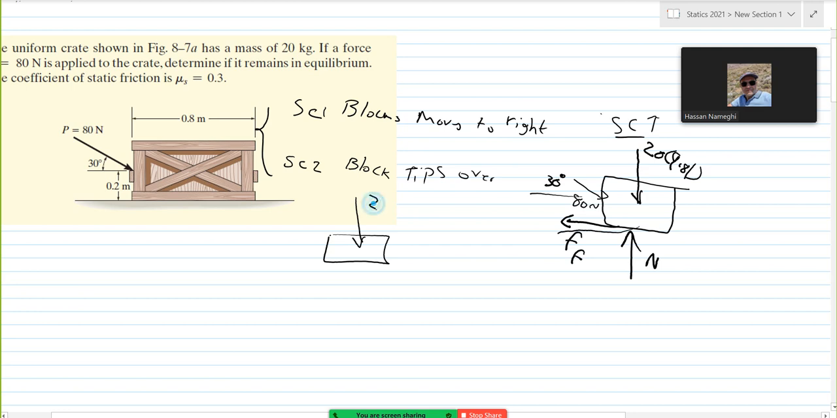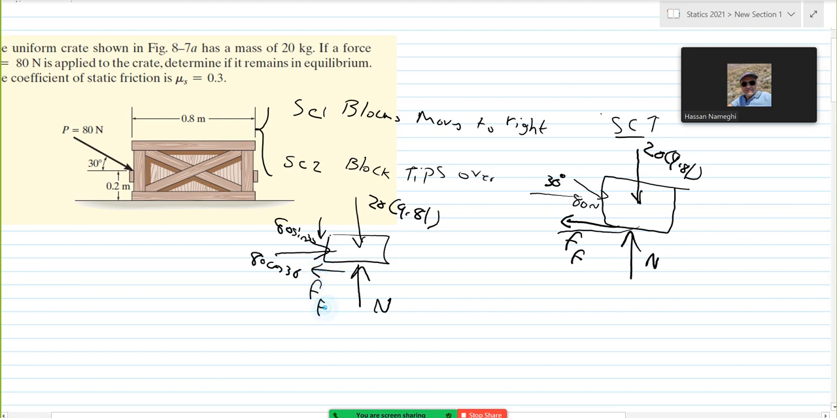We have 20 times 9.81 here. You have the normal force this way. And then we have 80 cosine 30, and 80 sine 30. I'm just bringing that force of 80 Newton down. And then I have the friction this way.